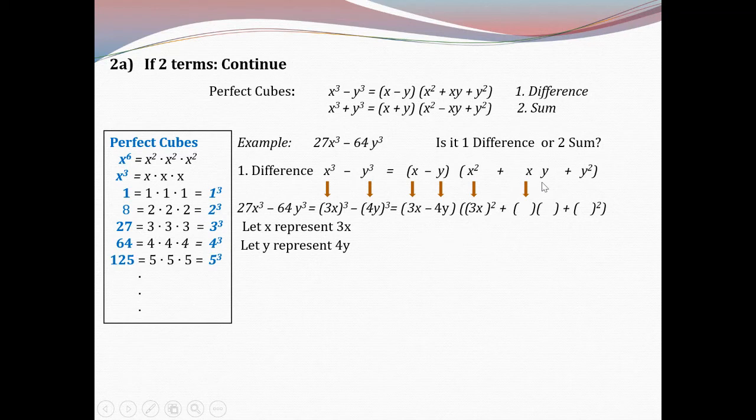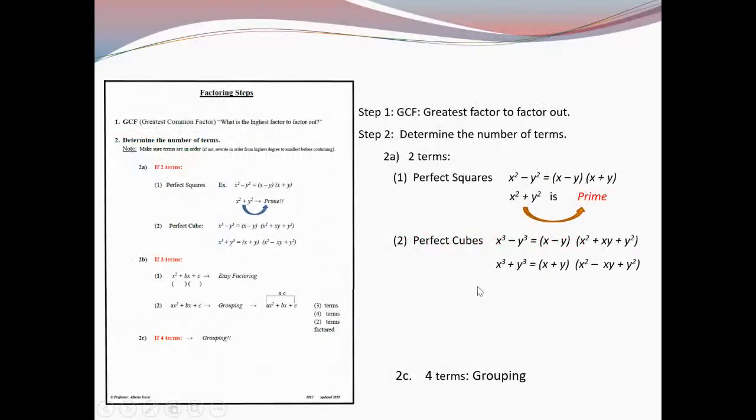We'll just put the value for x and the value for y. So x is 3x, and y is 4y, and now we evaluate it. If we evaluate it, it's going to give us 3x minus 4y. 3x squared is the same thing as 3x times 3x, which will give us 9x squared. And 3 times 4 is 12, and x times y is xy. And 4y squared is the same thing as 16y squared.